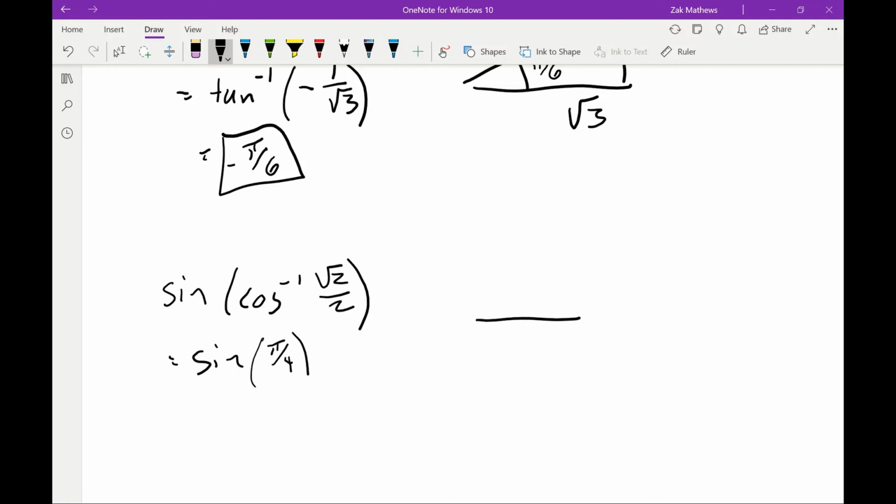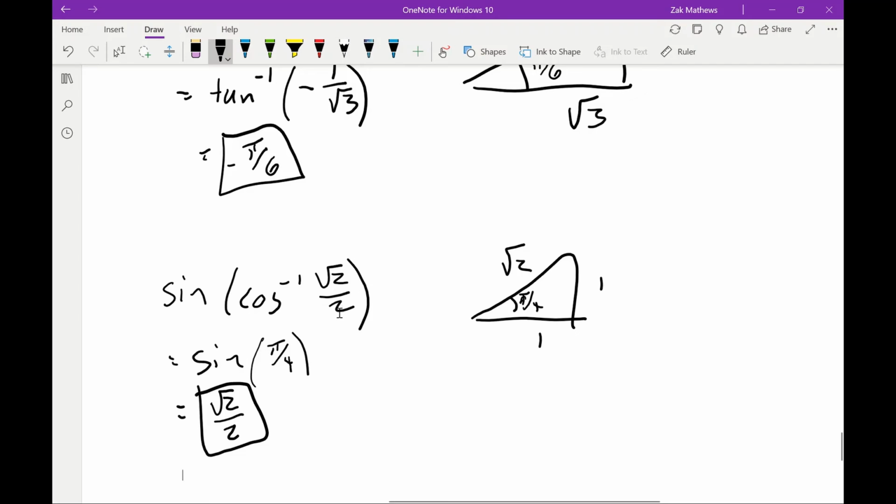I'm thinking about when do I get a ratio of sides of root 2 over 2. That is at pi over 4, or I can pull that out of the unit circle as well. And then I can do sine of pi over 4. It is root 2 over 2. Now, it's not to say that taking the sine of the inverse cosine is equal to the initial value. That's only ever true actually for this one example.